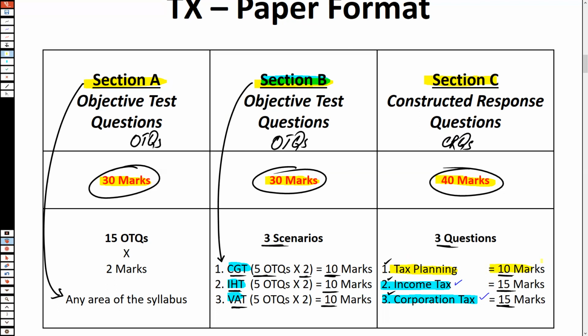That's not from any specific part or any specific chapter. Tax planning questions can be asked from any area of the syllabus. So you can see any area of the syllabus is examined in Section A as well as the 10-mark question in Section C. For the rest of the 60 marks, we know that 60 marks will be examined from these areas.